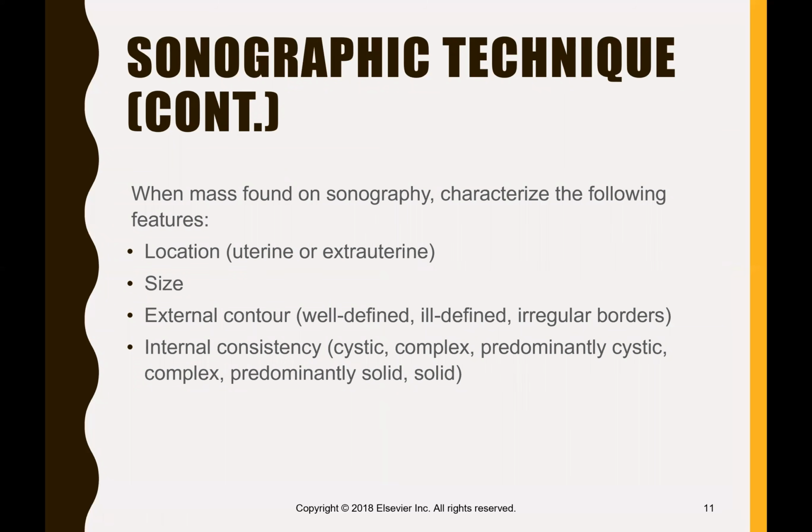When a mass is found on a sonography, you want to make sure that you measure it. You are telling in your prelim report the location of the mass, and if it's well-defined, ill-defined, irregular borders, and the consistency. Is it cystic, complex, cystic, and solid? So you'll want to write all that, but specifically like if it's an ovarian mass or a fibroid.